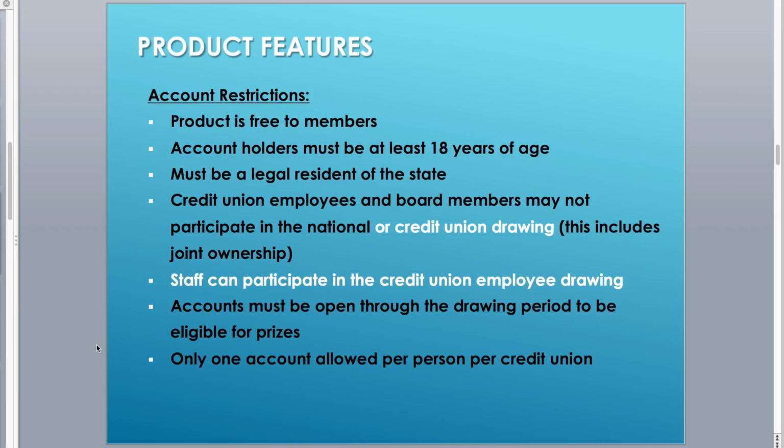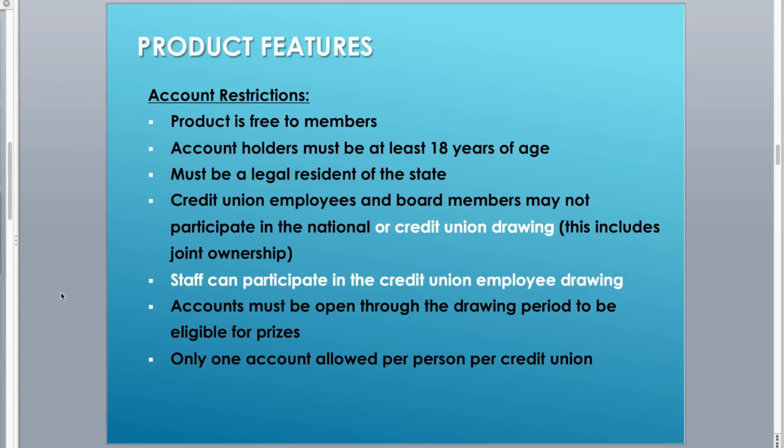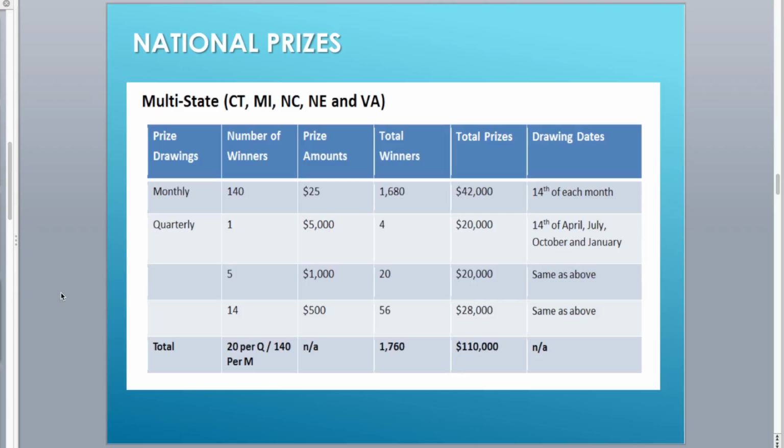Next is the second products feature page. There's a couple areas on this slide where you'll need to modify. If your credit union is having a member only or staff drawing, you'll include that here and here. If your credit union is not participating in either or both of these, you can delete this sentence entirely from the slide. Next, reviews the national prizes.